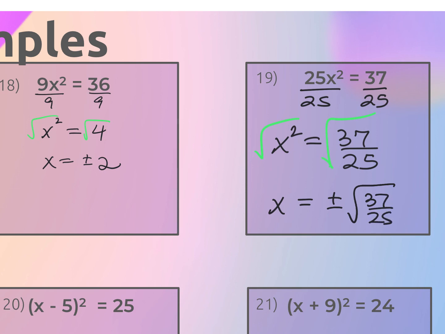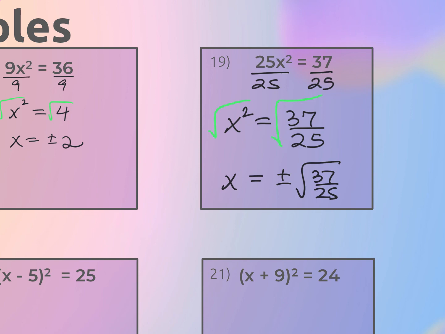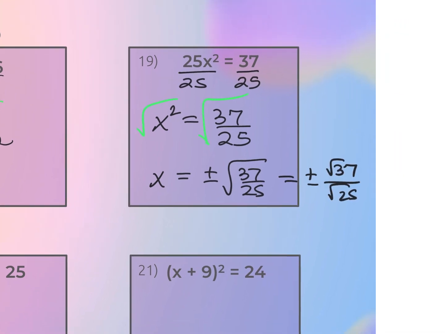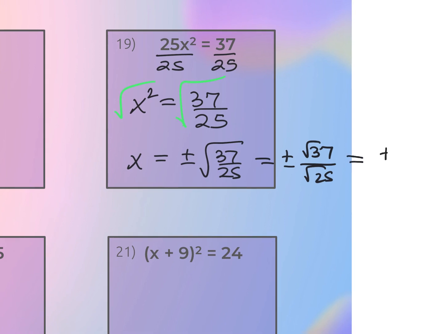I can't leave a radical in the bottom, but luckily for me, it's actually a perfect square. Now, if you'd rather, think of this as square root 37 over square root 25, and then you simplify it. Plus and minus square root of 37 over 5. Can't leave that radical in the bottom. If it wasn't a perfect square, we would have to rationalize.